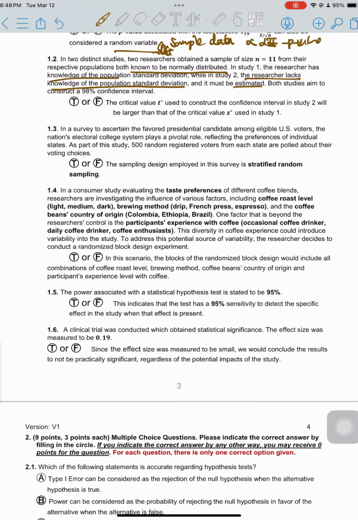So since study 2 does not have a known standard deviation, this will lead to a t-distribution. Normally, if you're given a known population standard deviation, you'll use the z-score. But since it is unknown, you're going to use the t-distribution, and the t-distribution has heavier tails compared to the standard normal distribution, which will lead to a larger critical value. So, therefore, it is indeed true. The reason is basically: unknown population standard deviation leads to the t-distribution. The t-distribution usually has a heavier tail, so it has a larger critical value.